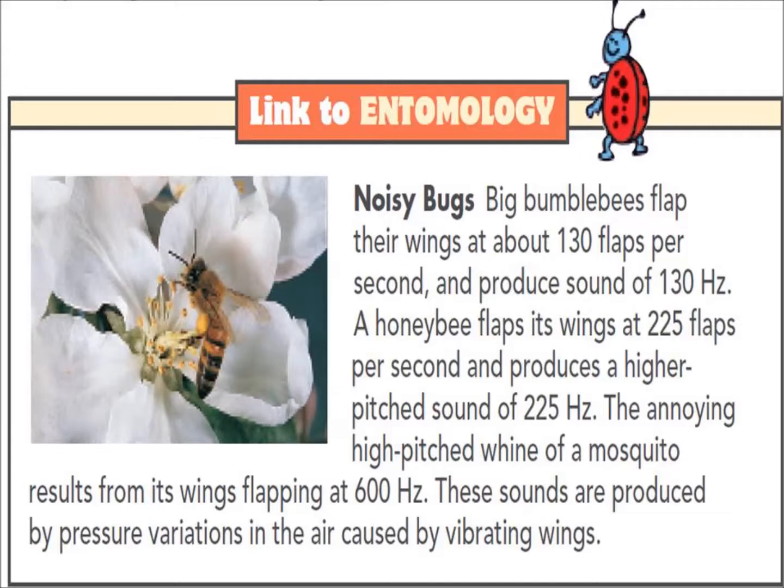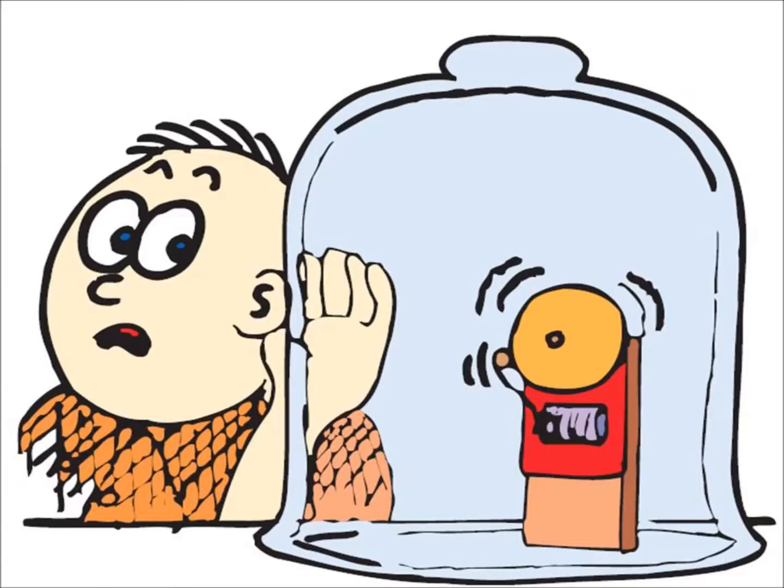Noisy bugs: big bumblebees flap their wings at approximately 130 flaps per second and produce a sound of 130 hertz. A honeybee flaps its wings 225 flaps per second and produces a higher frequency sound of 225 hertz. The annoying high-pitched mosquito results from its wings flapping at 600 hertz. These sounds are produced by pressure variations in the air caused by vibrating wings.